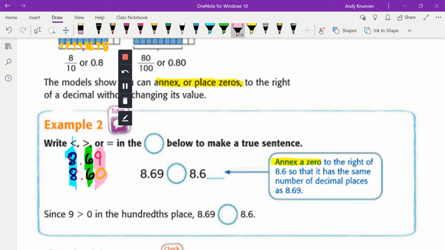So since 9 is greater than 0, I can tell that the entire number, 8 and 69 hundredths, is going to be greater than 8 and 60 hundredths. Because 69 is greater than 60, 8 and 69 hundredths is going to be greater than 8 and 60 hundredths. So 8 and 69 hundredths is going to be greater than 8 and 6 tenths.